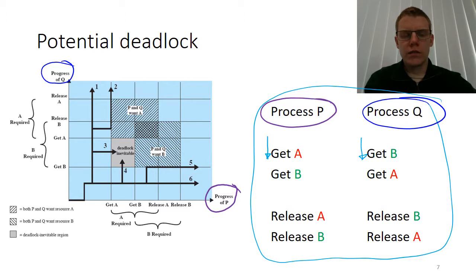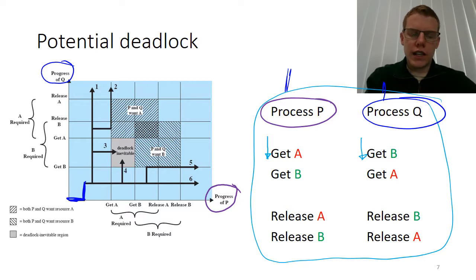All of these lines move at right angles and they represent a certain progress through each of the processes. So whenever one of the black lines is moving from left to right, as it is at the start here, that indicates that process P is progressing, whilst when the lines move vertically, that indicates process Q progressing.